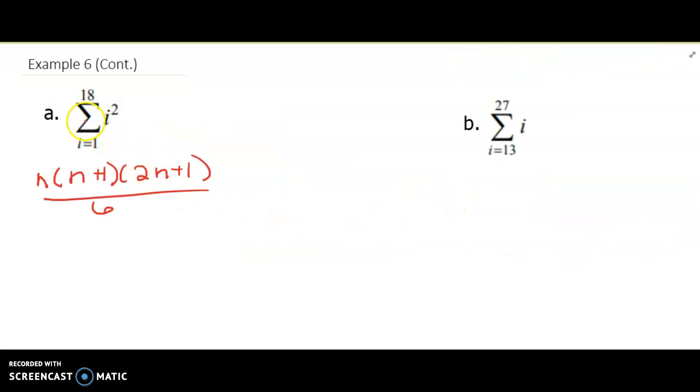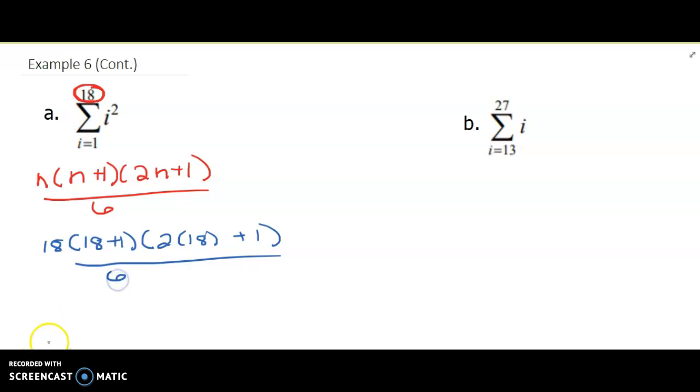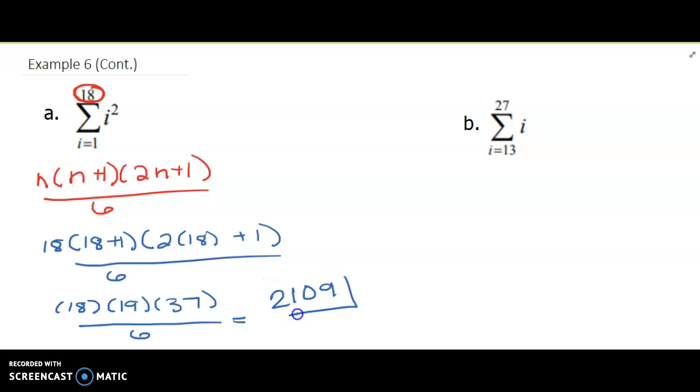Now our n, guys, is our 18. So I would just plug 18 in for n, so 18 times 18 plus 1, parentheses, 2 times 18 plus 1, over 6, which is 18 times 19 times 37 over 6. And if you put that into your calculator, you should get 2,109. So if we add up all the terms from 1 to 18, we would get 2,109. All right, let's look at B now.